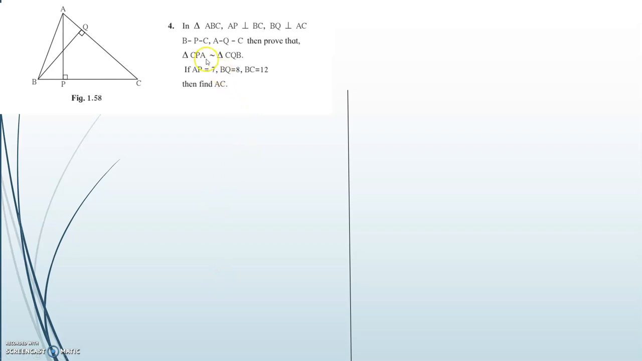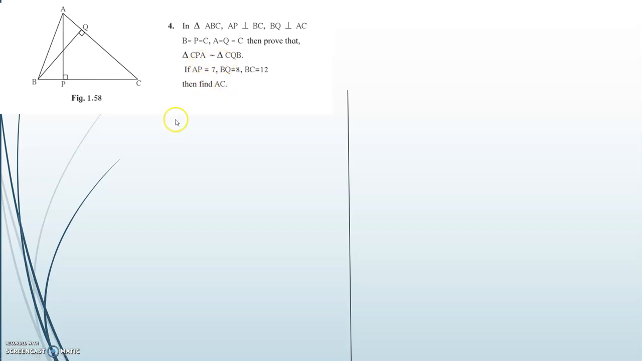In the figure, in triangle ABC, segment AP is perpendicular to BC, BQ is perpendicular to AC, B-P-C, A-Q-C. Then prove that triangle CPA is similar to triangle CQB. AP is equal to 7, BQ is 8, BC is 12, find AC. This is the question. Now, here we have to first prove the two triangles to be similar, and then we have to find the value of AC.